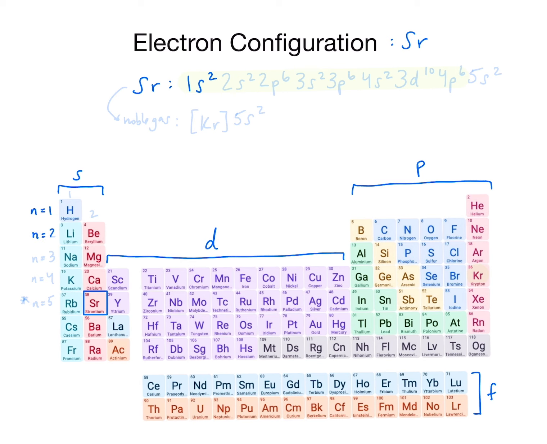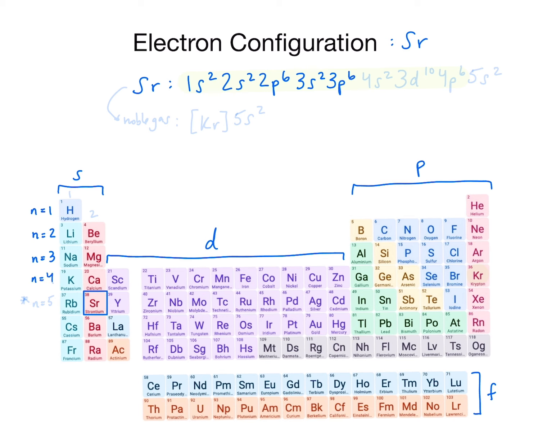Moving on to energy level 2, which is the second row of the periodic table, we have a full electron shell, so we can write 2s2, 2p6. Moving on to the third row of the periodic table, we have another full shell with 3s2, 3p6.